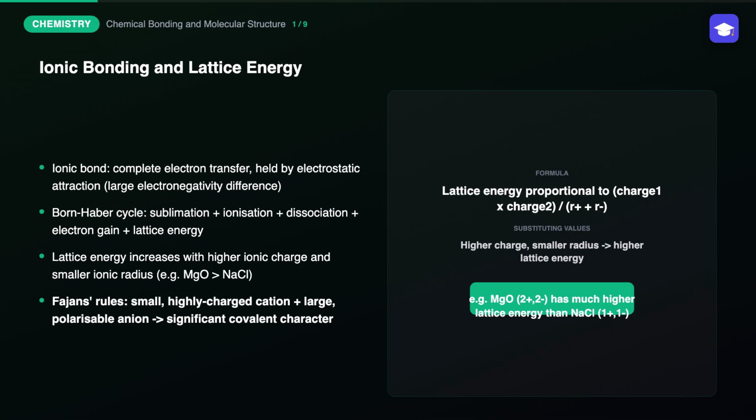Fajan's rules further describe when a formally ionic bond actually develops significant covalent character. This happens with small, highly charged cations and large, easily polarizable anions, since the cation's concentrated positive charge distorts, polarizes the anion's electron cloud, pulling shared electron density back toward itself.